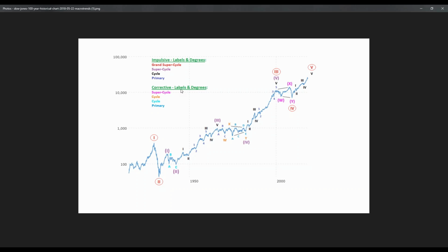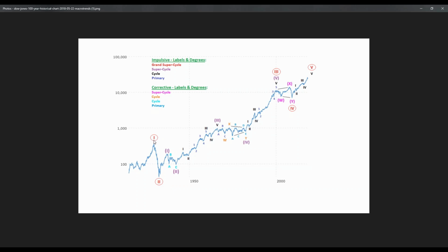These are the degrees, impulsive and corrective, right? Obviously this move comes from zero, and this peak is right before the Great Depression, the 1930s. It started dropping like a rock. This precise move is indeed a zigzag, an ABC, because I zoomed into it on the previous chart. So I labeled it as Grand Super Cycle Wave 2.